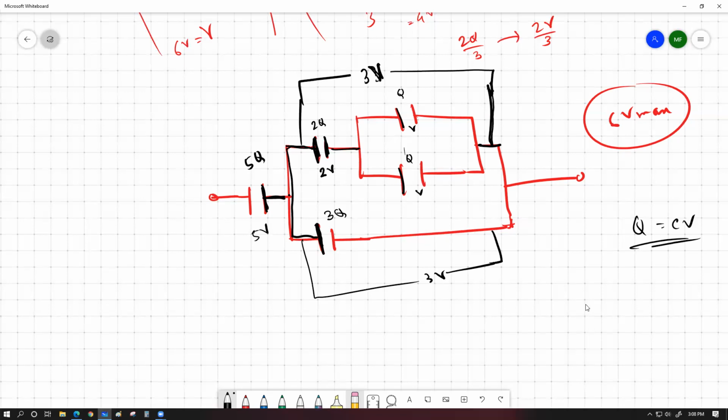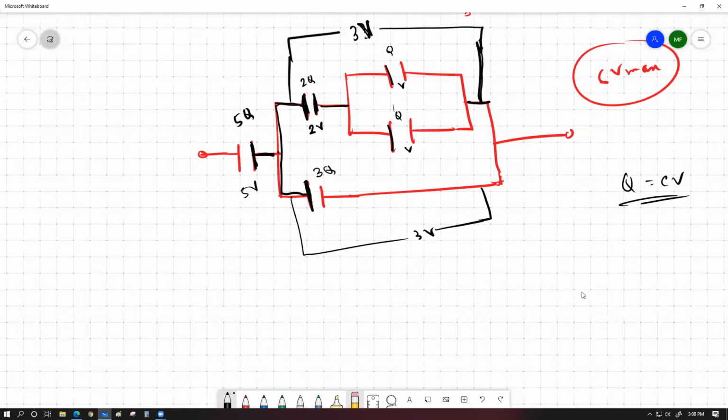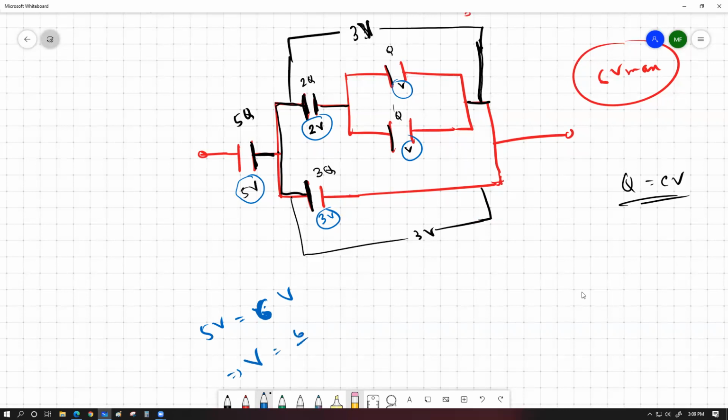So let's go part by part. I'm gonna circle them in blue. This capacitor should have a voltage of 5V across it. This one has 2V, this one has 3V, these two have V each. Which one is the biggest of all of those? 5V is the biggest. So maximum volt 5V should be equal to 6 volt max, 6 volt. That gives us the value of V should be 6 by 5, which is 1.2 volt.